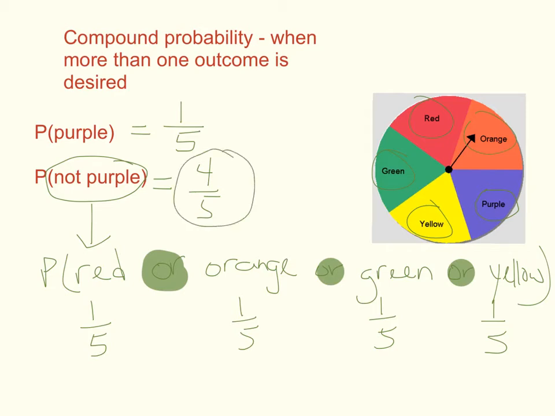So what could I do with all of these to get that 4/5? And you say, well, Miss Richter, I could add those. If I add those, since I'm okay with getting a red, or I'm okay with getting an orange, or I'm okay with getting a green, or I'm okay with getting yellow, as long as I get one of those colors, I'm happy. And so there's a 4/5 chance that I am going to be happy as long as I don't want purple. So when you see the word or, that tells you to add the probabilities.